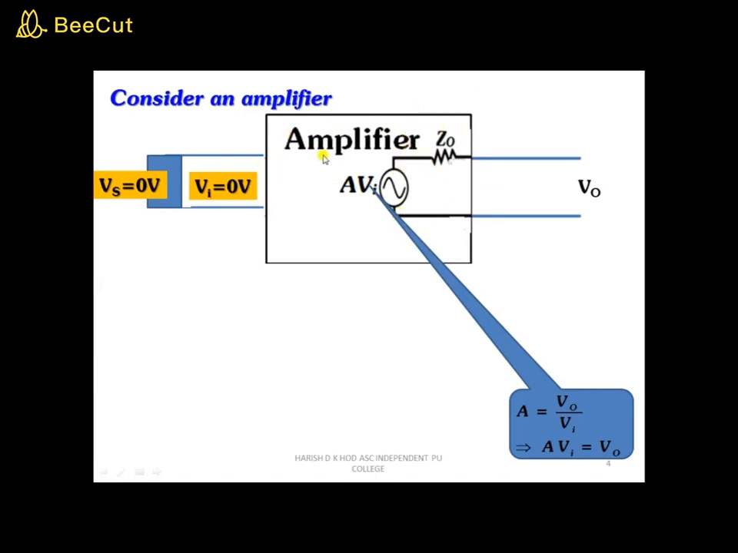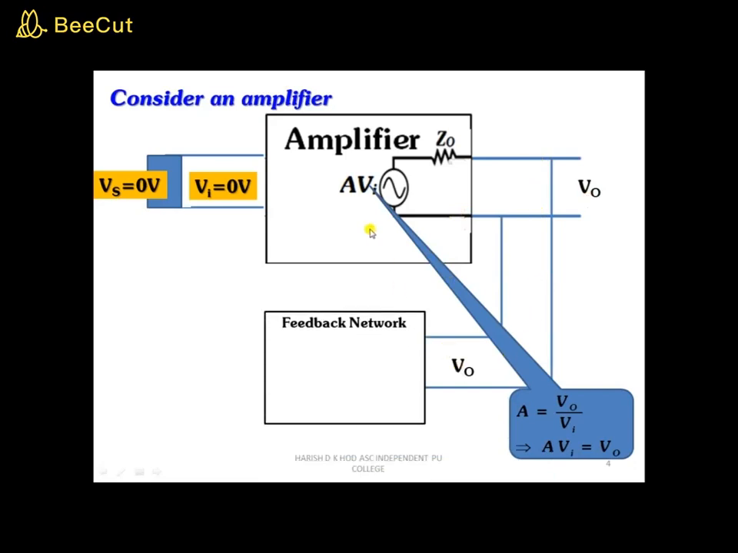So what we did: for the amplifier, step number 1, we replace the source voltage by a short. And the second thing we did, we considered a hypothetical voltage source. Because of this hypothetical voltage source we are getting some output voltage. Now let me tap this output voltage and give it as an input to the feedback network.